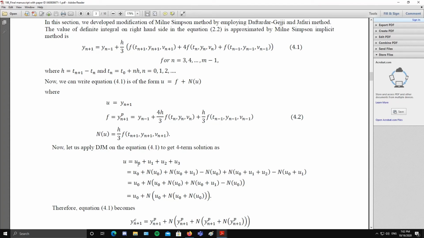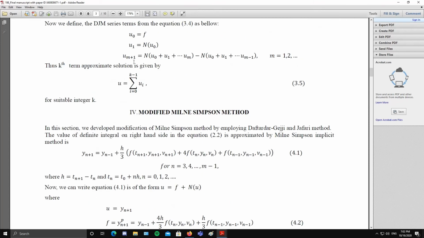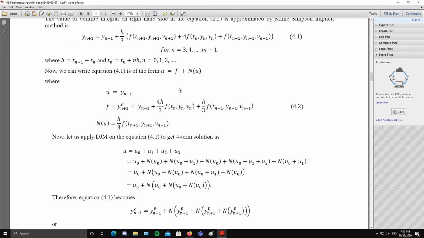So I repeat, u naught is written as such. U1 is the same as n of u naught. U2 is written by taking m as 1 here. If m is 1, you will have u2 as n of u naught plus u1 minus n of u naught. If m is 2, you will have u3 as n of u naught plus u1 plus u2 minus n of u naught plus u1.